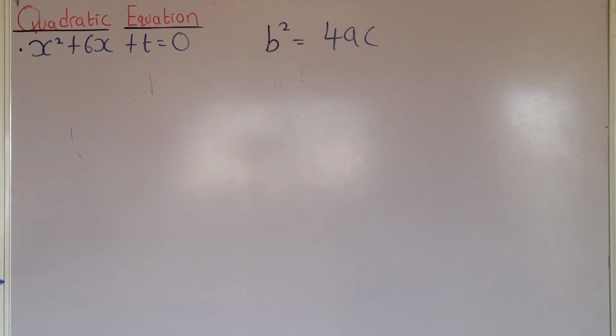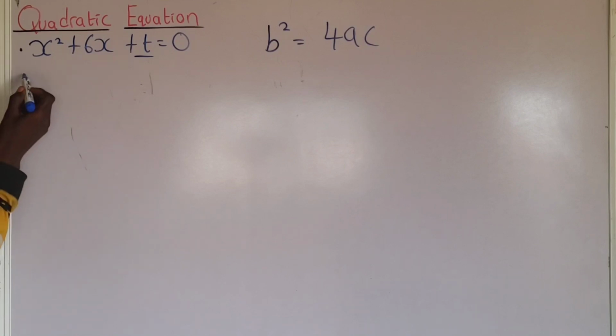In this quadratic equation, what we are asked to determine is the value of t, the value of t that will make x squared plus 6x a perfect square. To determine the value of t, you first have to identify your a, b, and c.